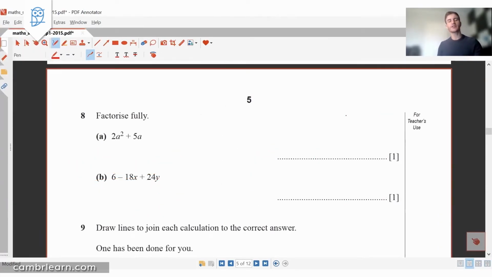Okay, factorizing. Factorize fully. What is factorizing? Remember, we are taking out a common factor. Let's look at these two. What is my common factor between 2a squared and 5a? It is also good practice to always write down your common factor before trying to factorize. So in this case, it's just a. So my common factor is equal to a.